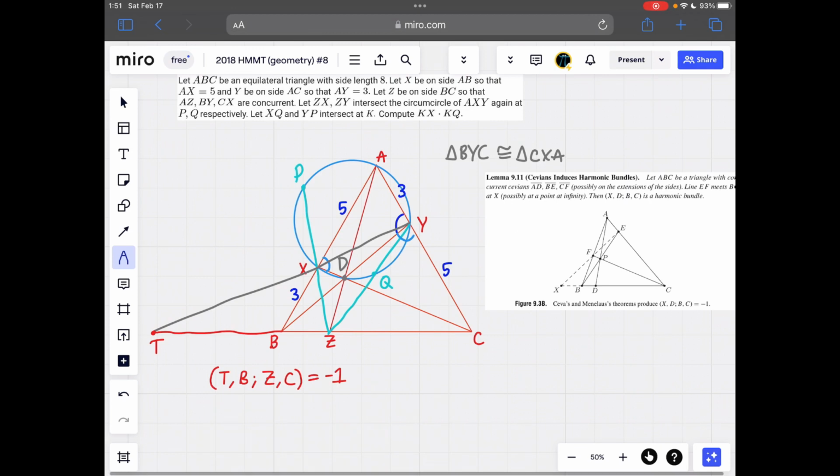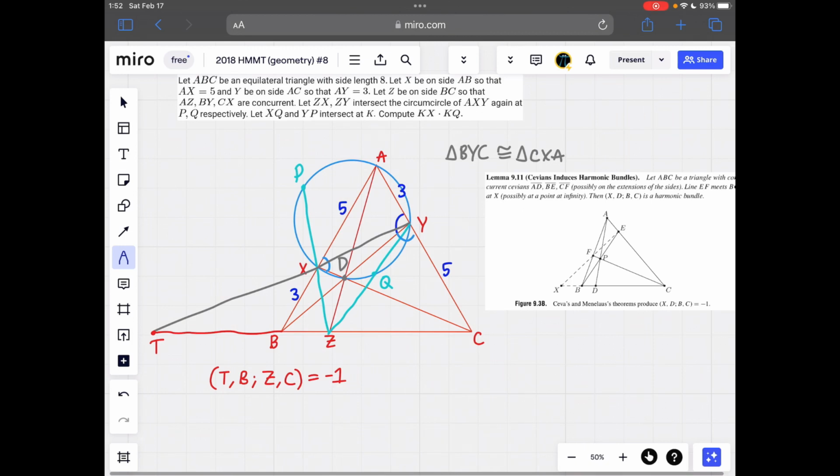Again, if you don't know projective, go watch my YouTube video from November 18 of last year. It's 2018 AMC 12 problem 14. I explained the basics of projective there. Feel free to watch that video if you don't understand projective geometry yet. Then come back to watch this video. I'll go on anyway, assuming you know projective. So yeah, the cross ratio of T, B, Z, and C is -1.